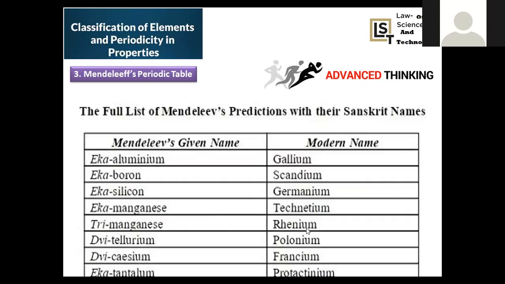And these are the elements where he kept the gaps and what was invented later. Mendeleeff's assumed names are Eka aluminium, later invented as gallium, Eka boron as scandium, Eka silicon as germanium, Eka manganese as technetium, trimanganese as rhenium, dwitellurium as polonium, dicesium as francium, and Eka tantalum as protactinium. So these are the modern names provided after the invention. These are the names he assumed might be invented in future. Mendeleeff's names and modern names are given in this table form.